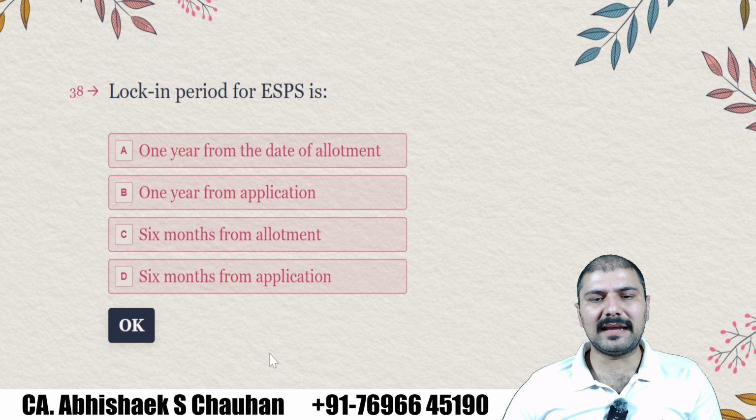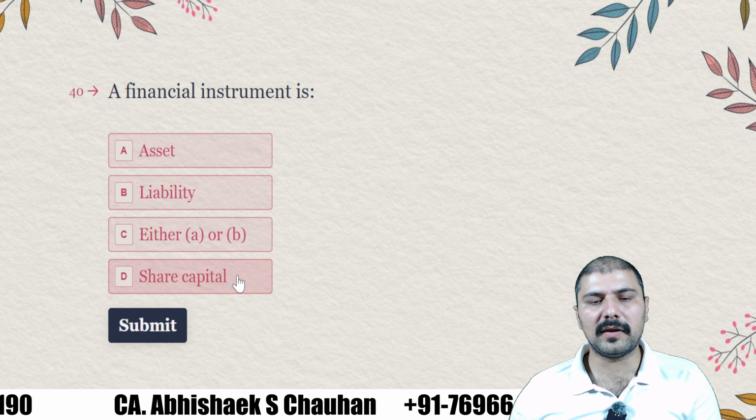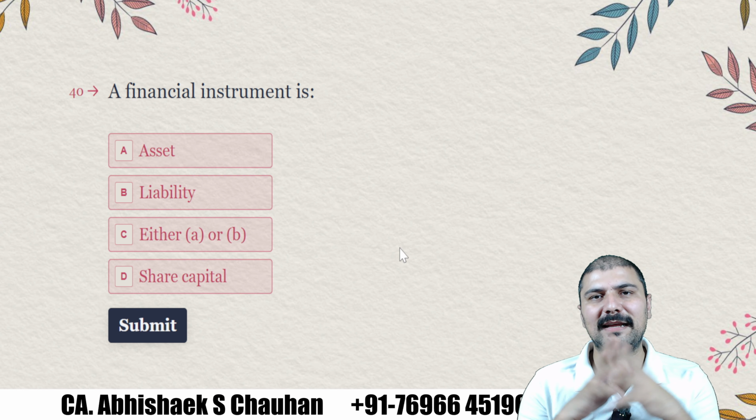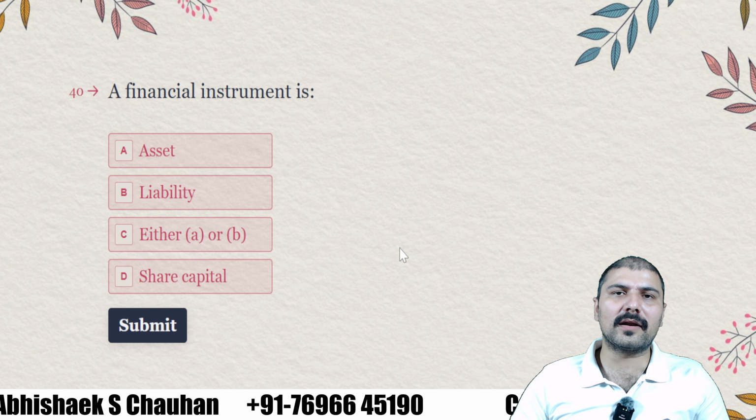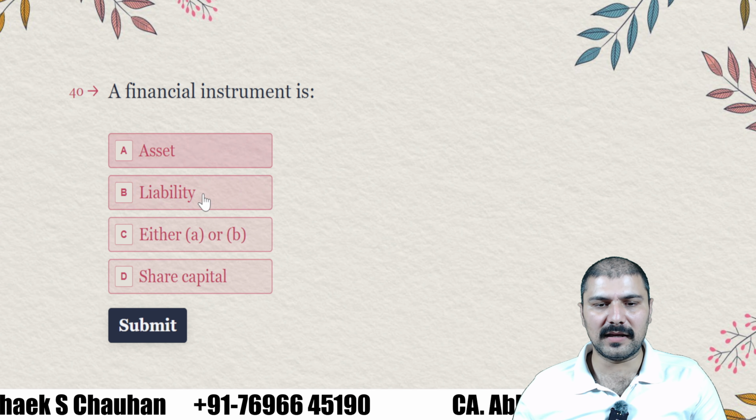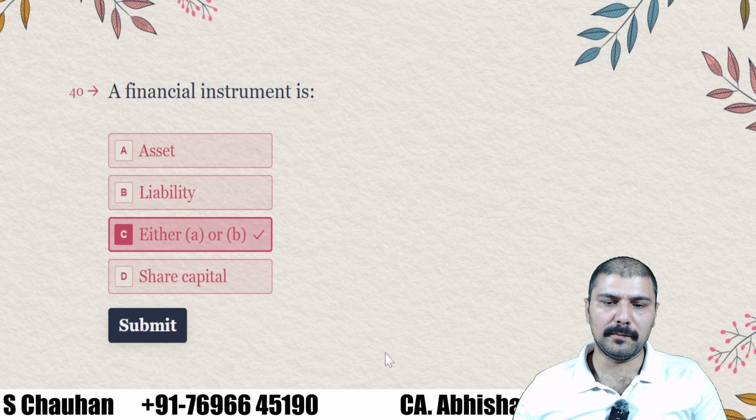Financial instrument is asset or liability, either A or B, or share capital. It is the first line of Ind AS 109. Financial instrument is an asset or liability. So the correct answer here is either A or B, right?